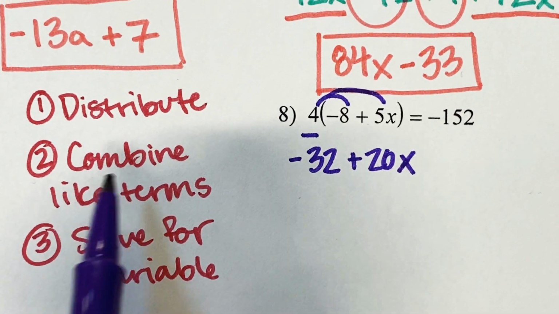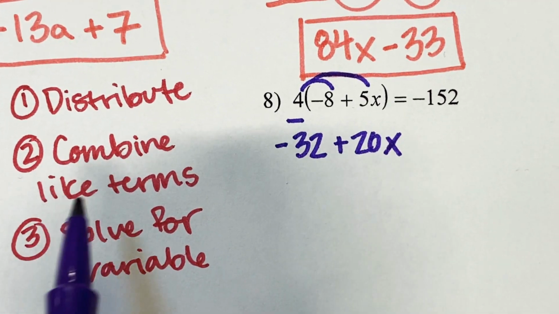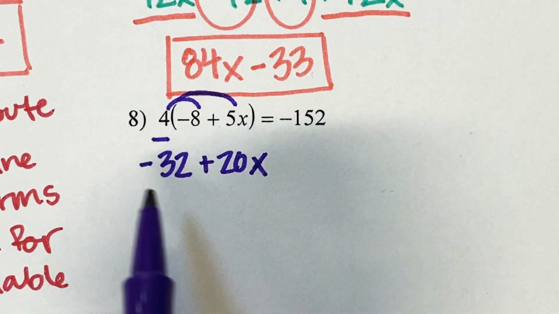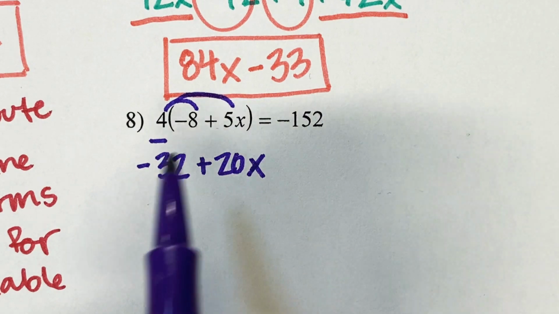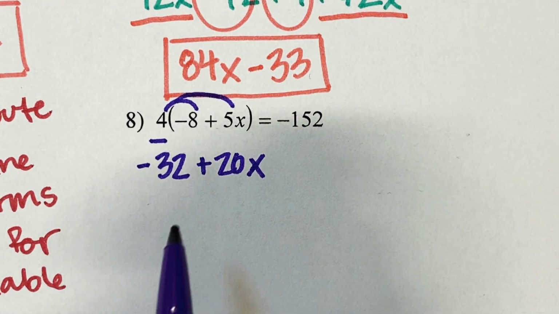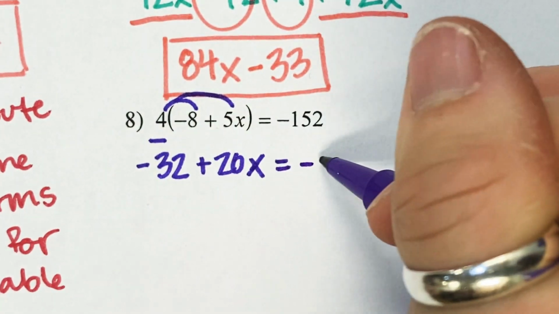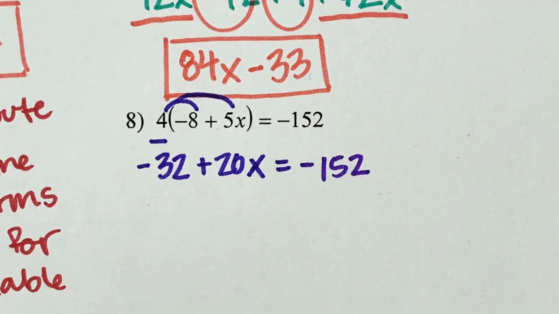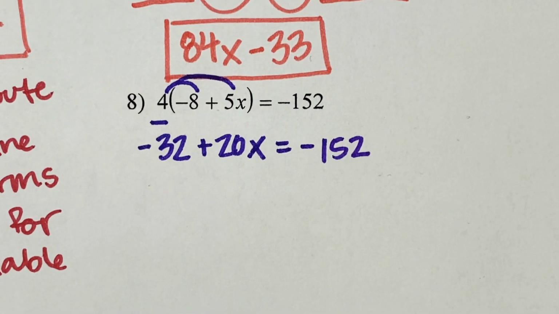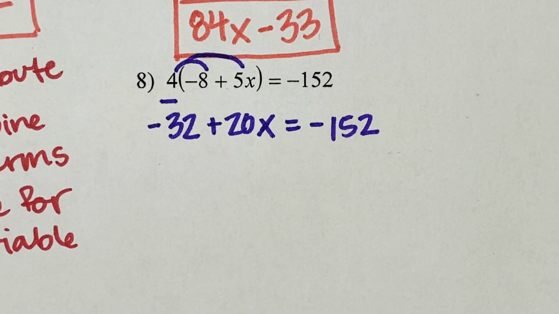Now we need to check and see if they are like terms. Can we combine them? So look at these two terms. Are they like terms? Can we combine them? Nope, the 20x has the x, the negative 32 doesn't, so we can go ahead and start solving. So just copy down that equals. So now we can go on to our final step and start solving.